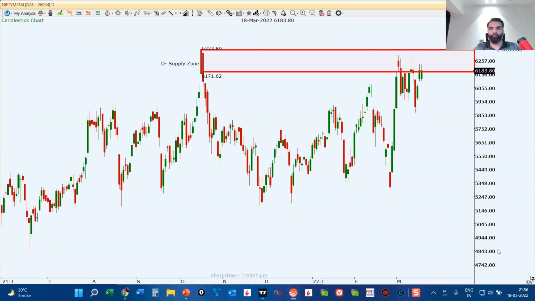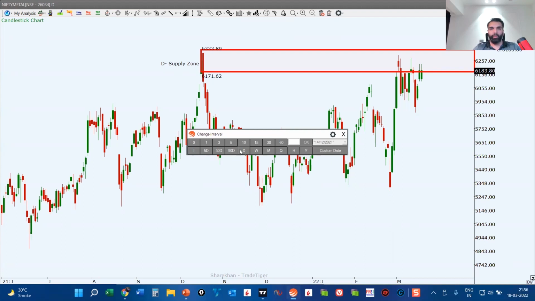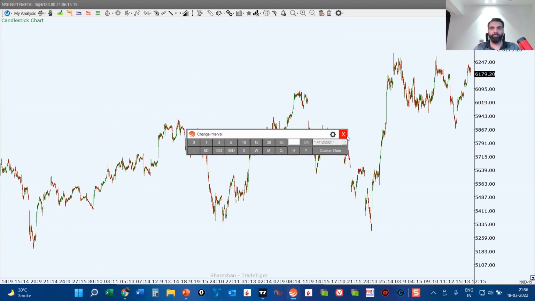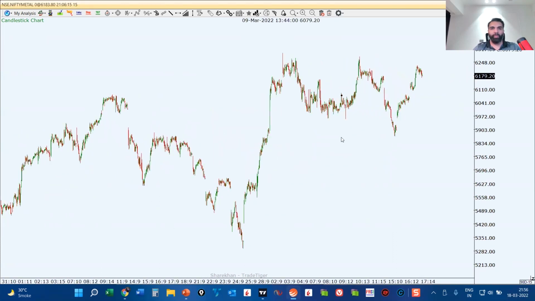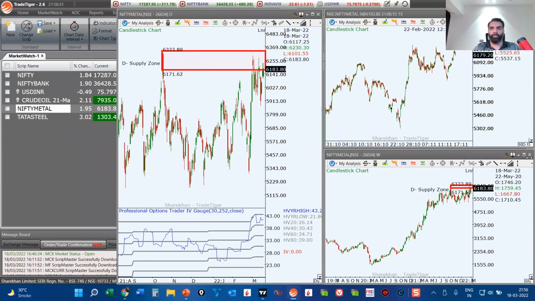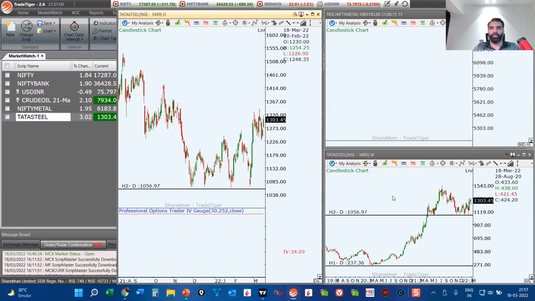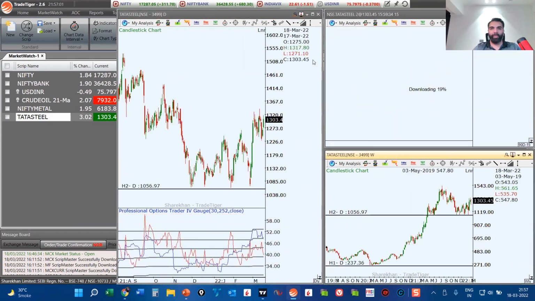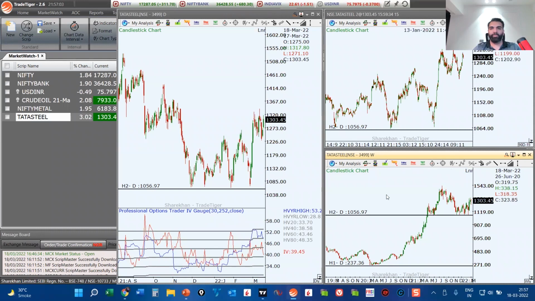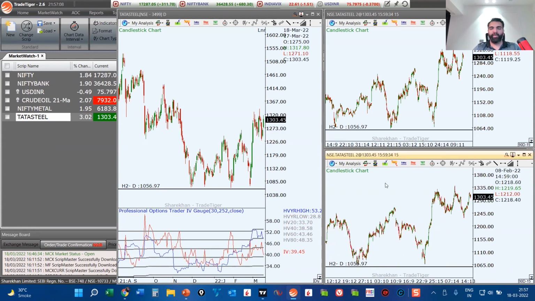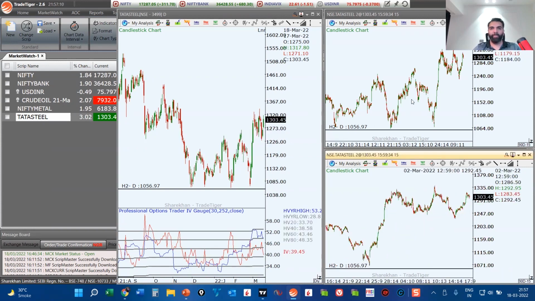So if you go to the sector chart over here, and if you just go to, let's say, a 15 minutes time frame, which is an intraday time frame, and what I'm going to do is I'm going to just bring up another chart here, which is Tata Steel, which is the chart that belongs to the metal sector. And now if we just keep these two charts on the same time frame side by side, you will observe some similarity in terms of the price action.